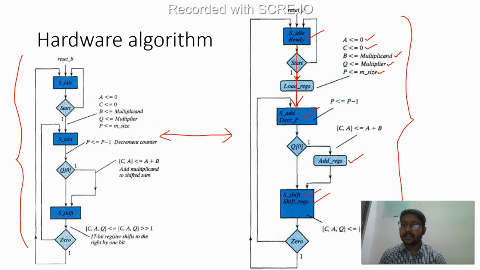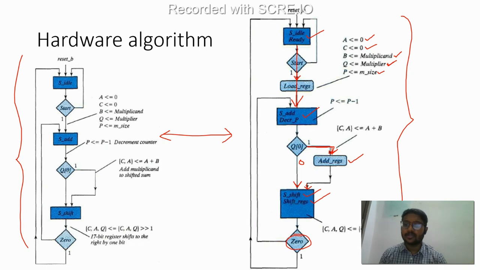So you should check the Q of 0, that is the multiplier bit. If it is 1, then only you add, otherwise you directly shift it, correct? Because addition with 0 has no meaning. So instead of repeating the operation, you just directly shift it so as to reduce the load on the hardware, right? If your Q of 0 is 1, you add and then shift. But if your Q of 0 is 0, you directly shift and you check for the 0 flag.